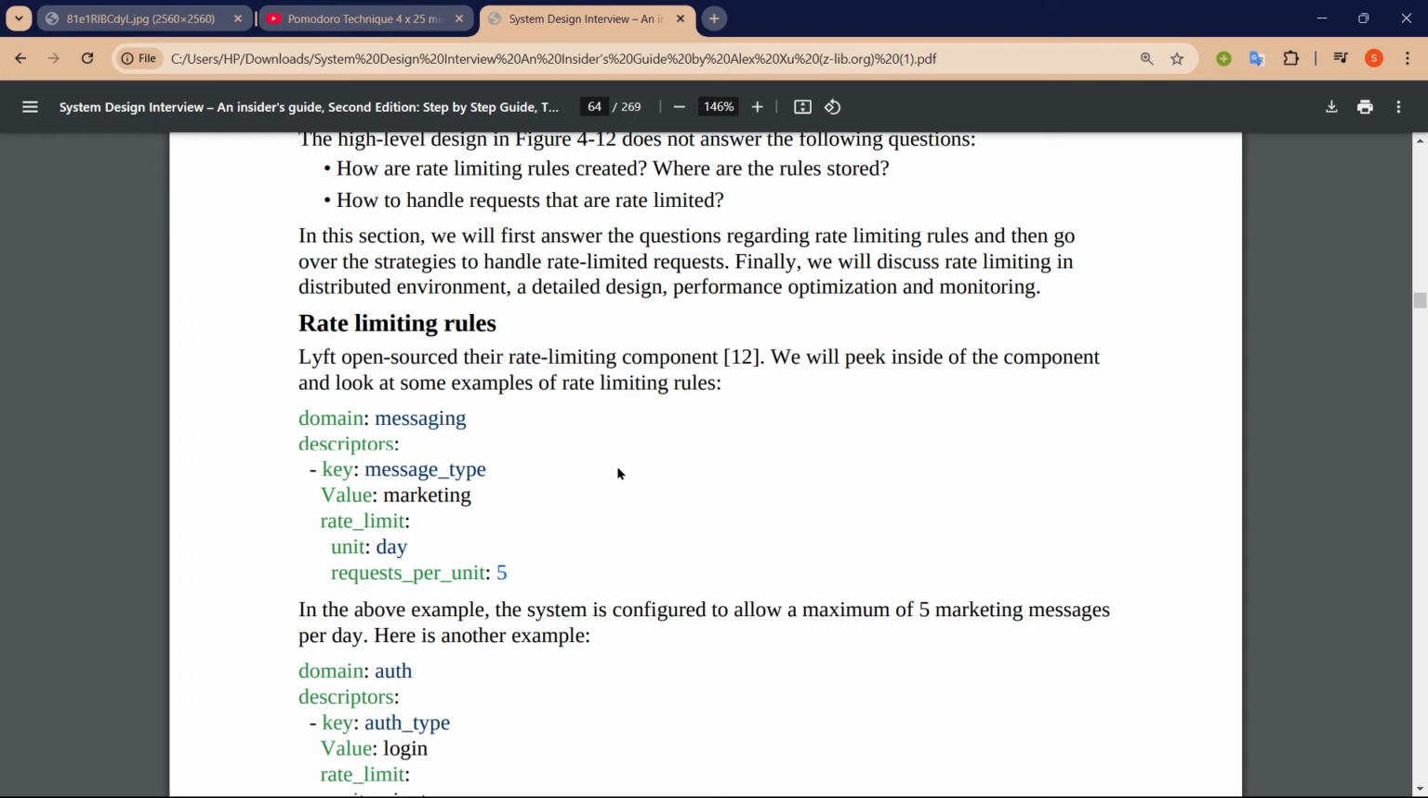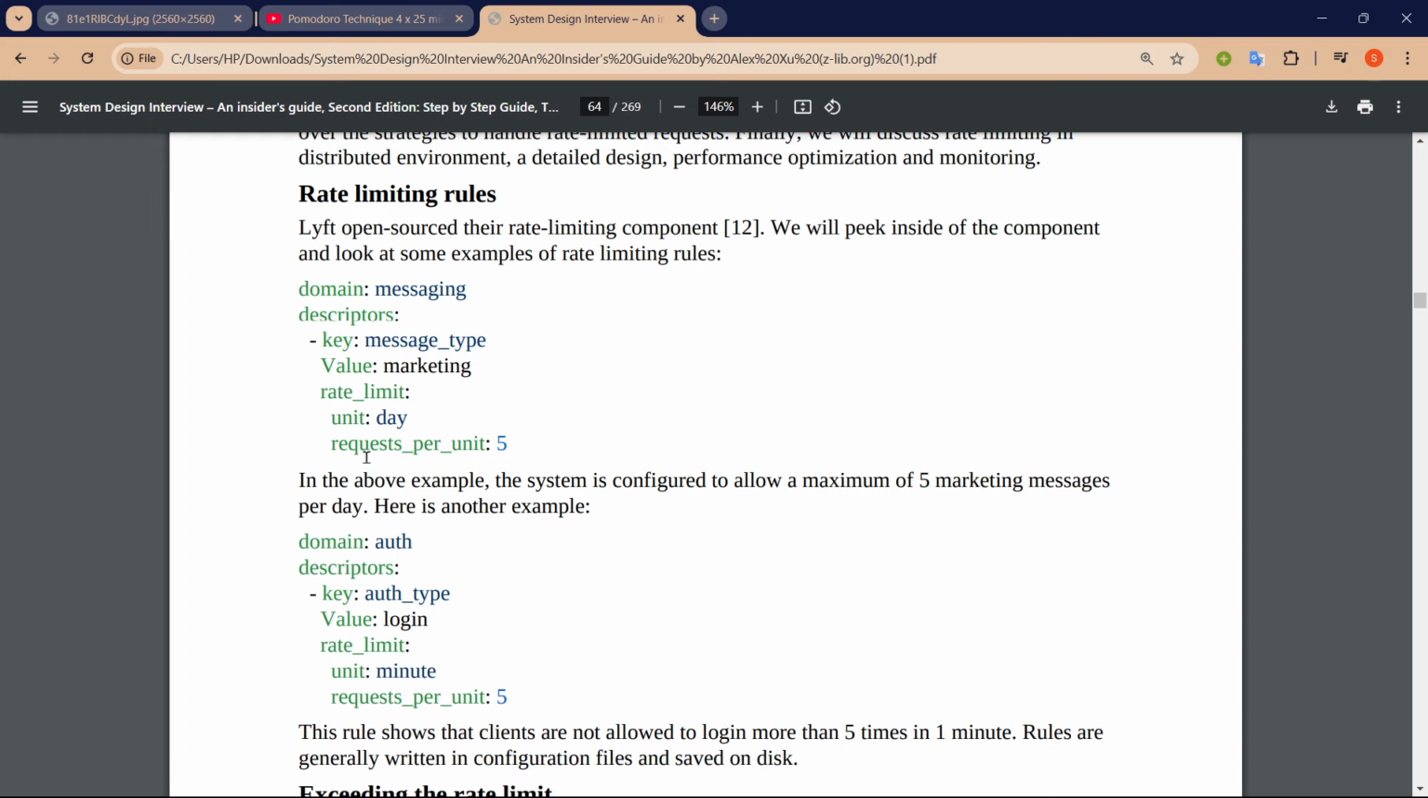Domain messaging, descriptors, key message type, value marketing. What the hell is this? Request per unit समझ आ गया बस. Unit है हमारा day में. हाँ ये तो समझ आ गया. Request per unit है 5 and unit है हमारा day. So there are 5 requests that are allowed per day. है ना, request per day हो गया because your unit is day.